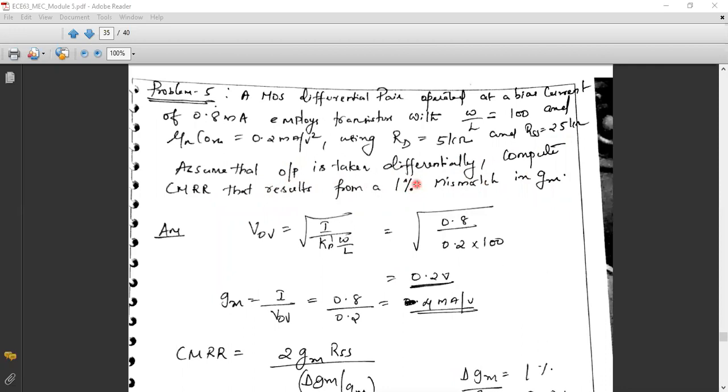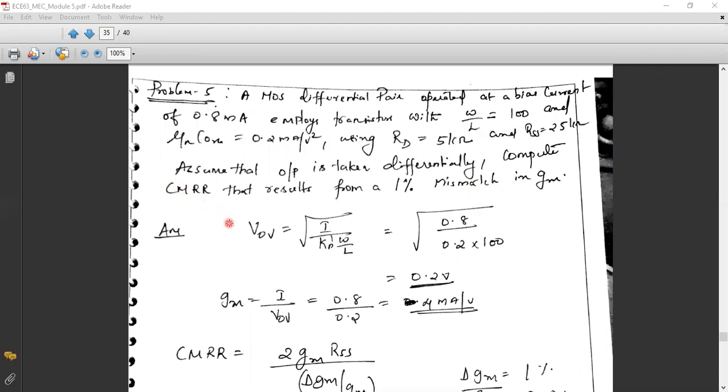We might have taken the same drain resistance as specified, 5 kilo ohm. That is fine. We might have taken the same transistors with same aspect ratio 100, and devices with identical Kn dash value. That is also fine. But unfortunately, their transconductance is different, and it differs by a 1% mismatch. So accordingly, we need to compute CMRR. CMRR is not going to be infinity. It will be a finite value.